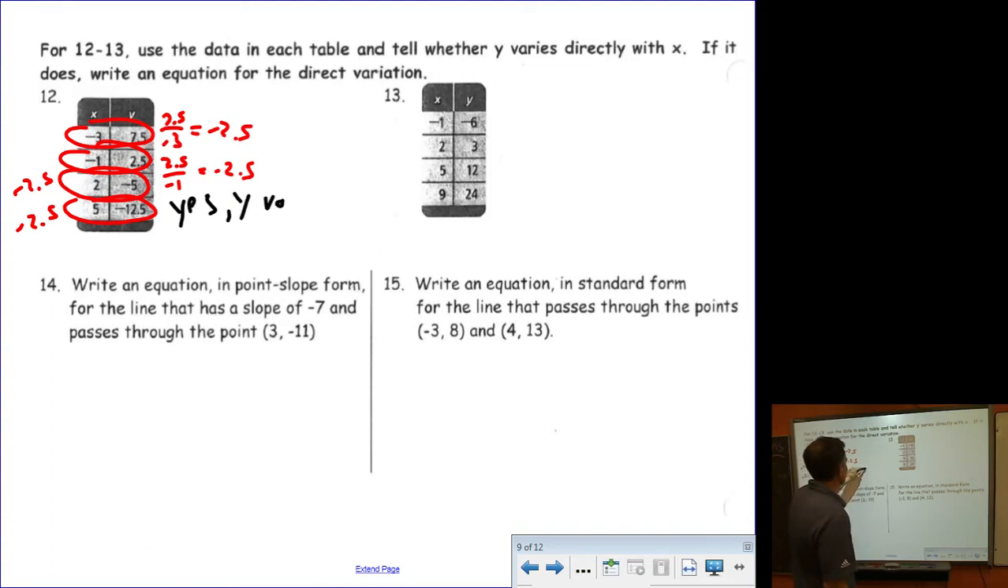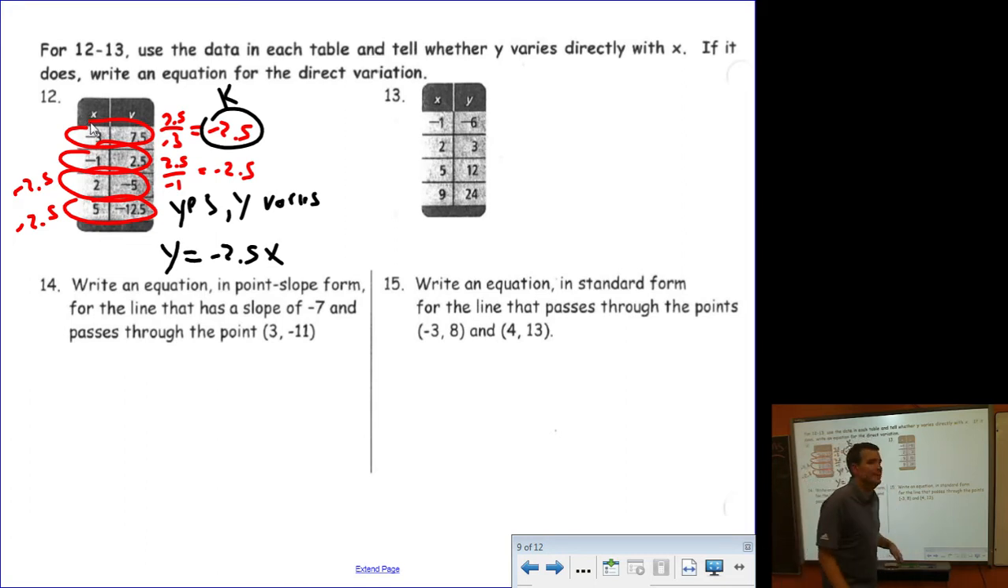y varies directly with x. And the equation would be, this is your k value. So your equation would be y equals negative 2.5 times x.